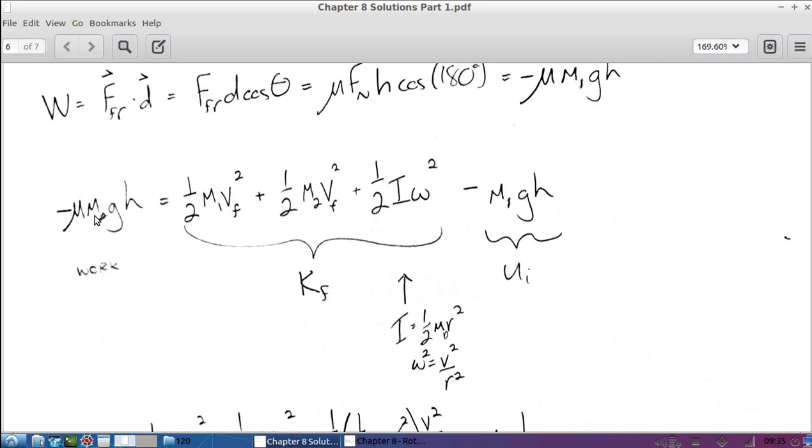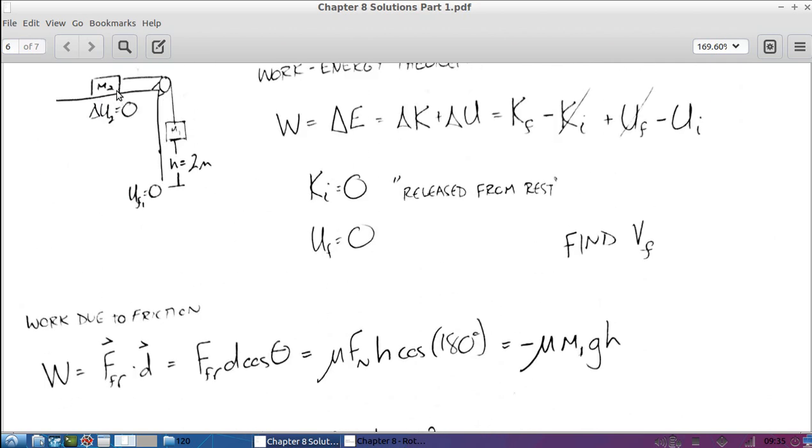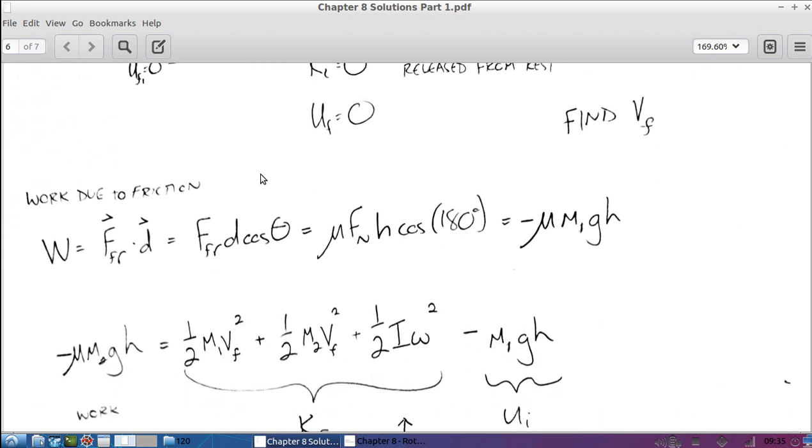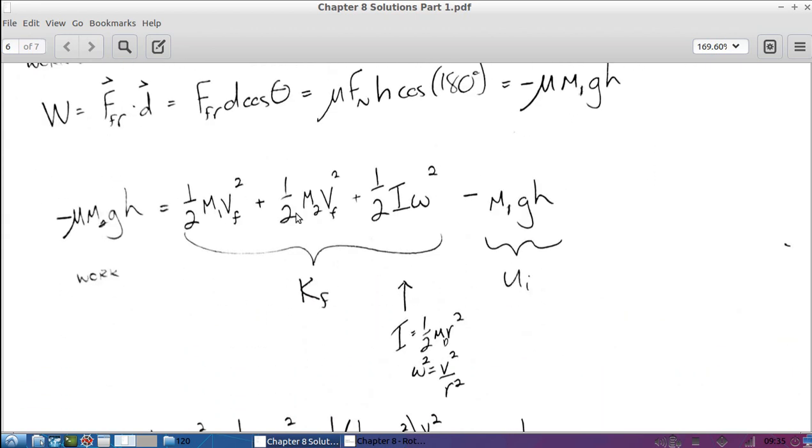Okay, so I've got my work expression, negative mu M2GH is equal to K final minus U initial. Now U initial is M1GH, right? It's M1GH for M1. What's the final kinetic energy? M1 is going to have a kinetic energy, 1/2 m1 v final squared. M2 is going to have a kinetic energy, 1/2 m2 v final squared, right? Both of these objects, M1 and M2, are going to be moving. So they're both going to have a translational kinetic energy, right? 1/2 mv squared for both.